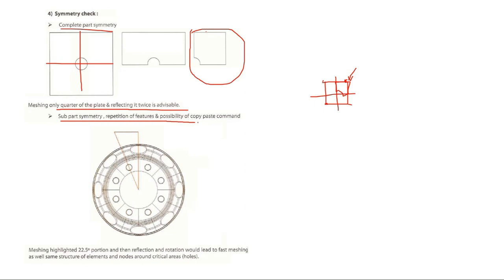Subpart symmetry repetition features possibility of copy paste command. If you see this much portion, if you model it and we can take a repeated pattern, meshing the highlighted 22.5 degree portion and then reflection and rotation would lead to fast meshing as well as same structure of elements and nodes around the critical areas.